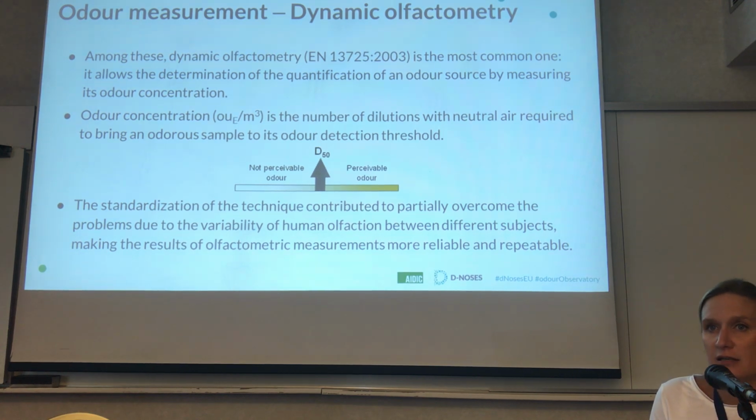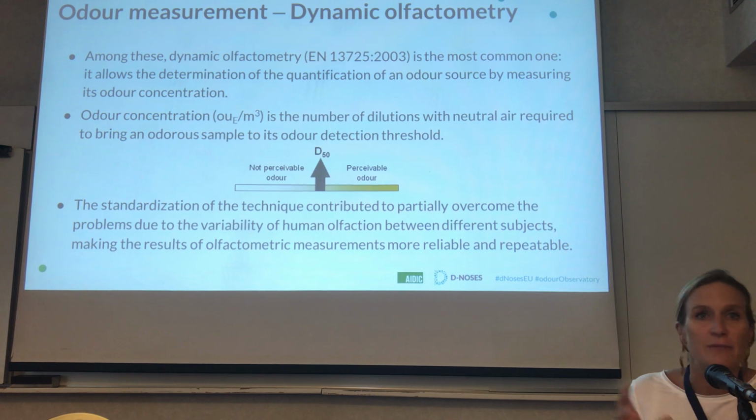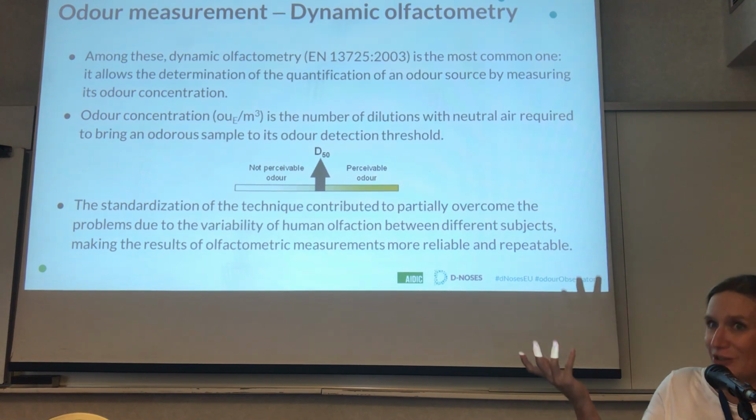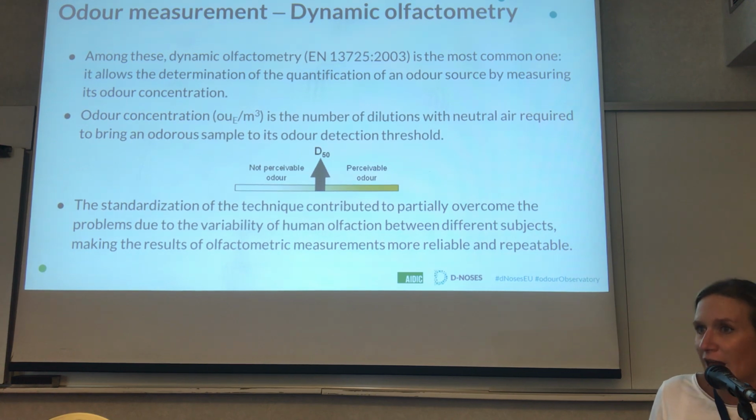Dynamic olfactometry is the most common one, and it is the technique that is used for the determination of the so-called odor concentration. Odor concentration is expressed in odor units per cubic meter, and to make it easy, it is the number of dilutions with neutral air that is required to bring an odor sample to its odor detection threshold. So imagine that you have a sample that has to be diluted 1,000 times to make it unperceivable by the panel. This means that this sample has an odor concentration of 1,000 odor units per cubic meter. It's a little bit simplified, but it explains the concept well enough. If you have a stronger odor, a more concentrated odor, that needs to be diluted 1 million of times to make it not perceivable by the panel, then it means that it has 1 million odor units per cubic meter.